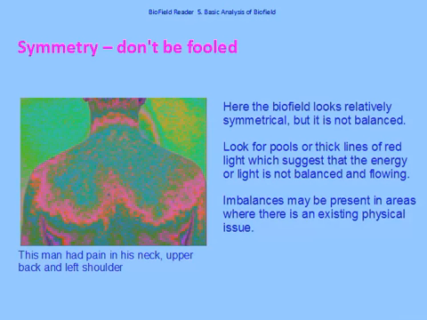Going back to symmetry, don't be fooled that just because the field looks symmetrical that it's balanced. You've got to be looking for pools or thick lines of red light which suggests that the energy is not balanced and flowing. And of course these horizontal lines are not a good sign of a balanced field. And imbalances may be present in areas where there's an existing physical issue, and we've also seen imbalances in places where people haven't yet got physical symptoms but they go on to develop them.